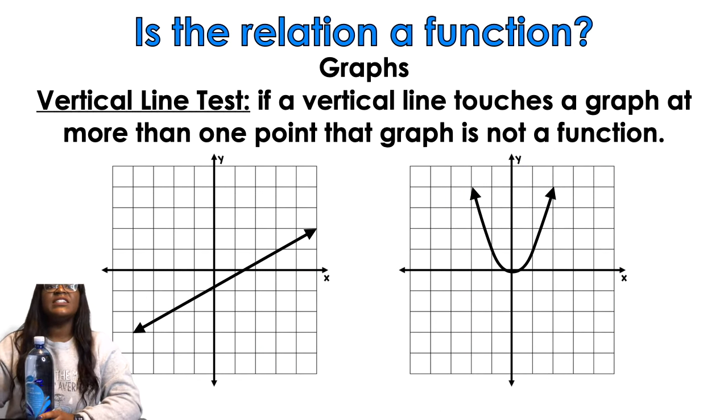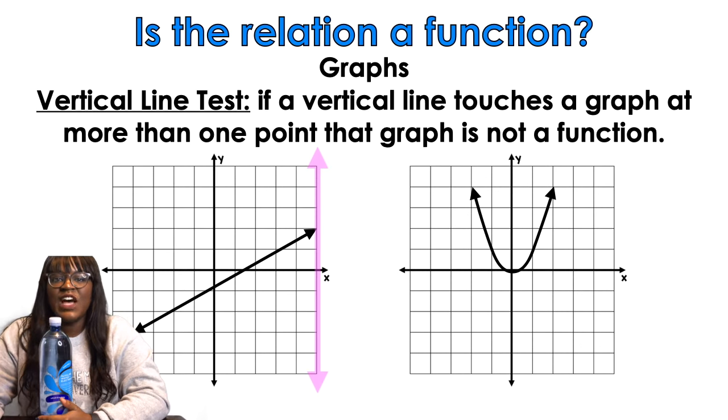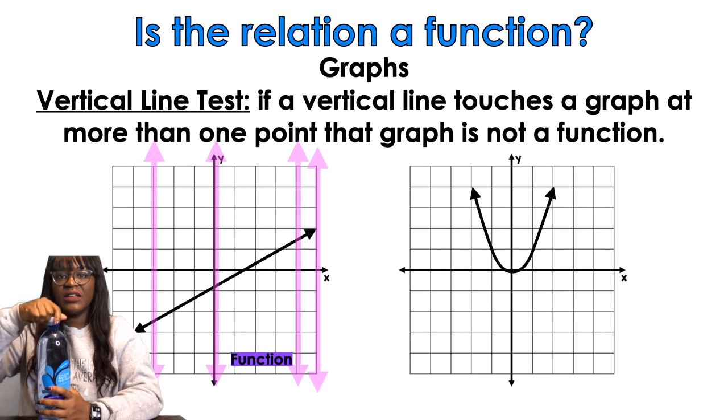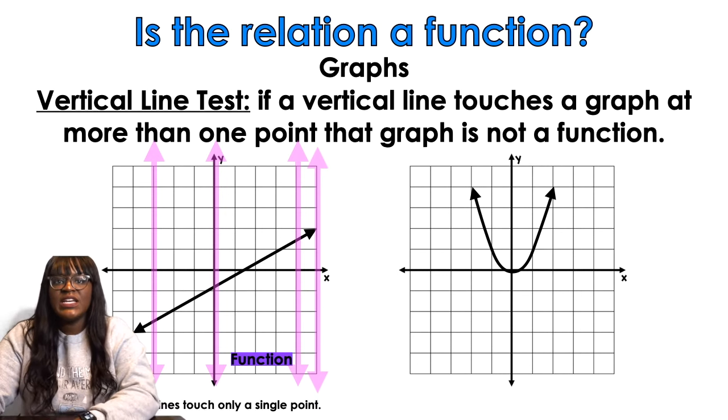Is the relation a function? Okay, so when we're looking at these next two graphs, I'm going to swipe that line across, and I'm going to notice that no matter where the vertical lines are, guess what? It never touches more than one point. So this is a function. We love to see it. Okay, the vertical lines touch only a single point.